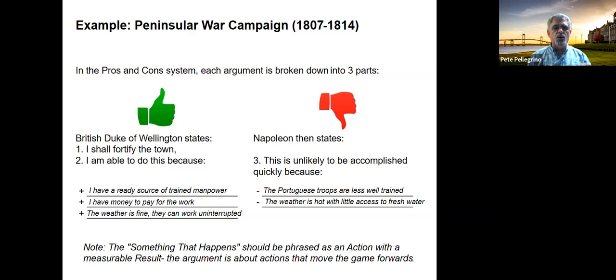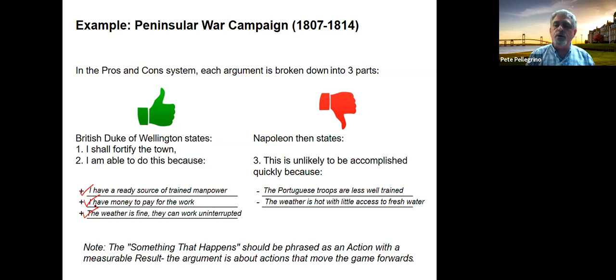So in this case, Wellington has decided that he's going to create a defensive position in the particular town that he currently occupies. He shall fortify that town. And he claims he can do it because he's got manpower to do it. He's got the money to pay for the work. And the weather is fine, and it looks like they should be able to build this in the time that he is proposing. Now, the Napoleonic player says, I don't think so.